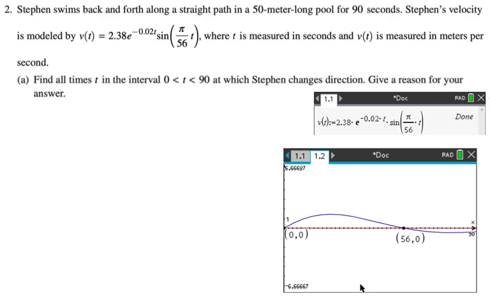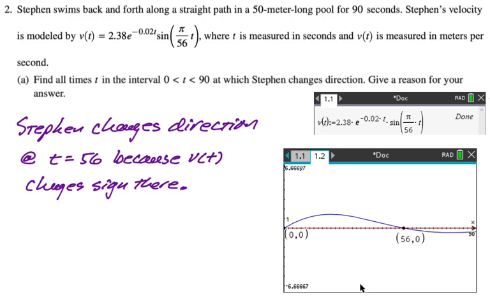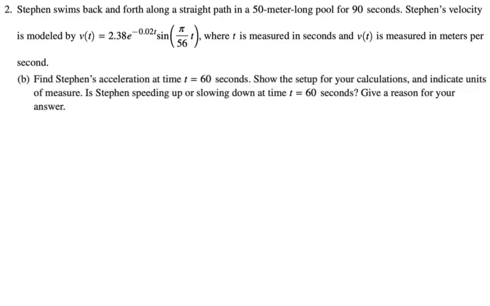You can see the only intersection point where we have a sign change, going from positive to negative or negative to positive, is at 56, which means that's the only time he changes direction. So I'm going to say Steven changes direction at t equals 56. My reason is because v of t changes sign there. They don't really care if you're going positive to negative or negative to positive, just a sign change. That's part A. Let's take a look at part B.